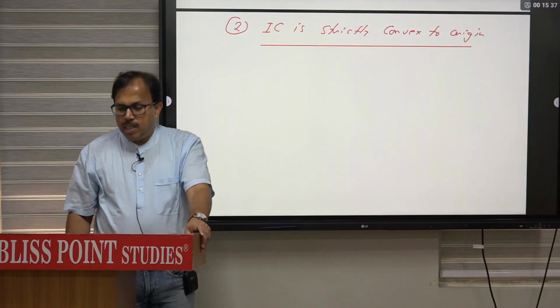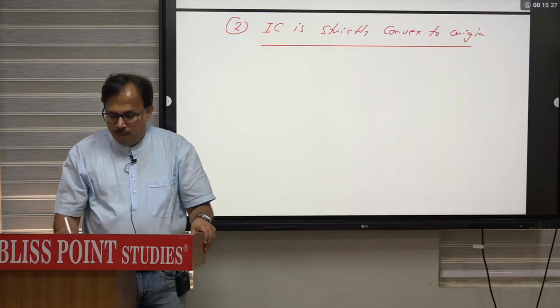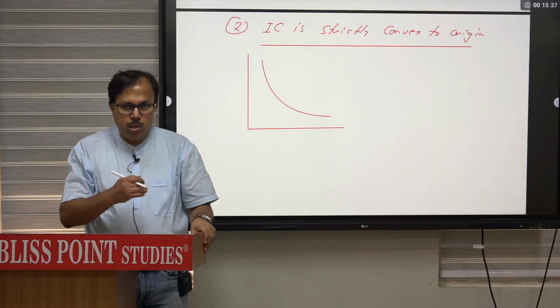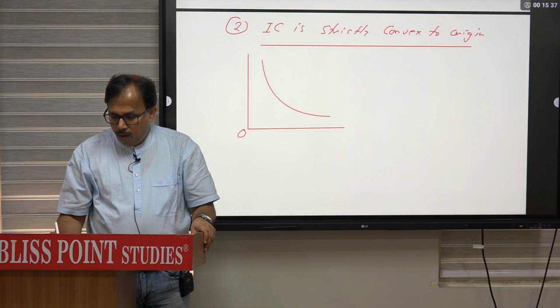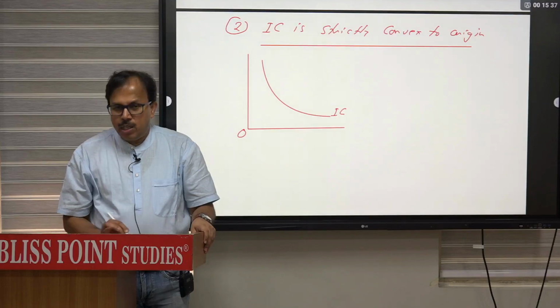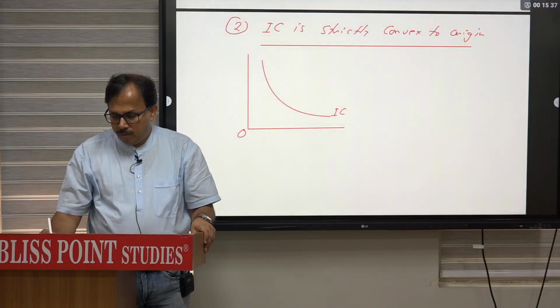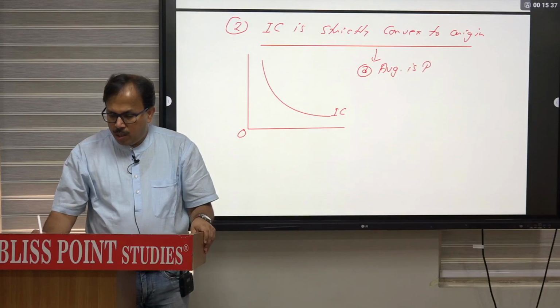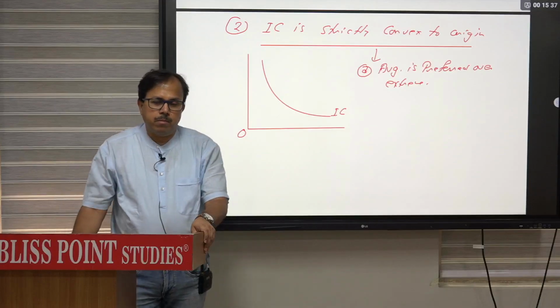Now what is the meaning of strictly convex to origin? If I say that the indifference curve is convex to origin, the shape is convex towards the origin. So why is it called strictly convex to origin? There are two reasons in fact. Strictly convex to origin because, A part, average is preferred over extreme. Now what is the meaning of this term?